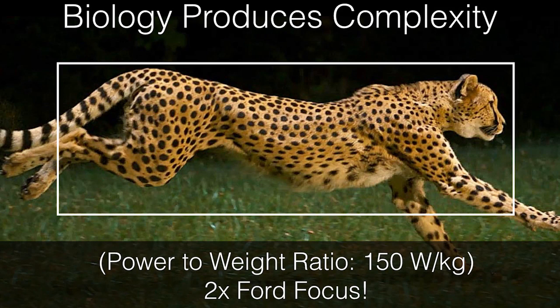This cheetah was self-assembled molecule by molecule by the cells in its body. And a cheetah actually has a power to weight ratio about double that of a Ford Focus. Now, it's likely as we continue to improve on heat engine technology, we're at the end of the S-curve, we'll probably get to cheetah-level technology. But you still have a system that's pretty elegant, right, in terms of its embodied energy.